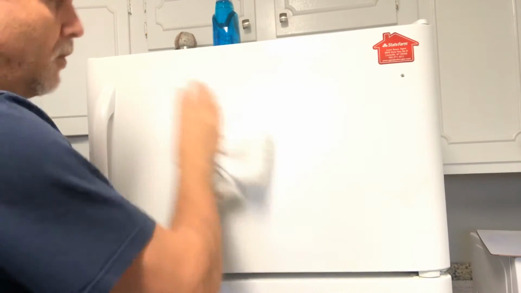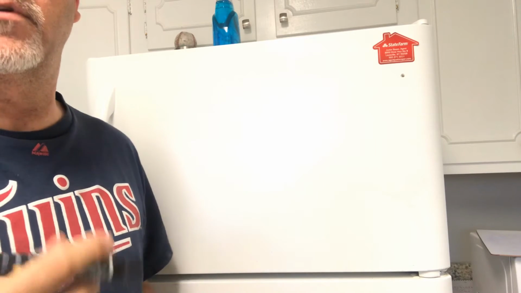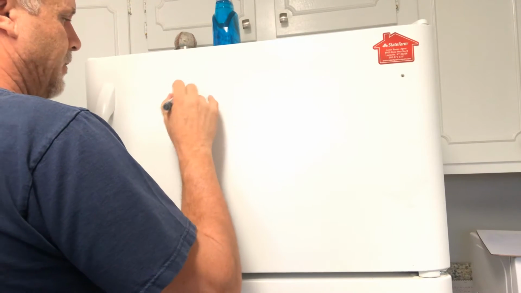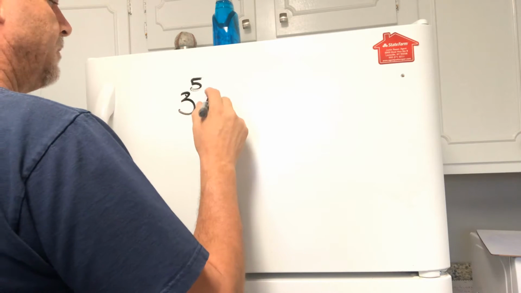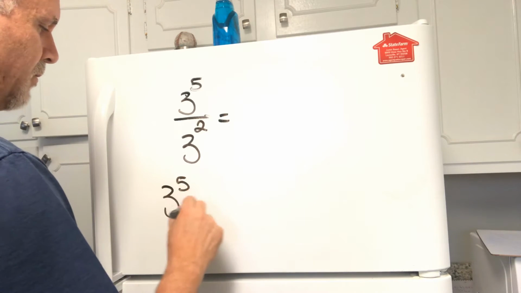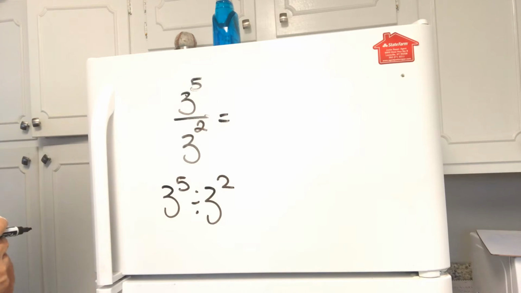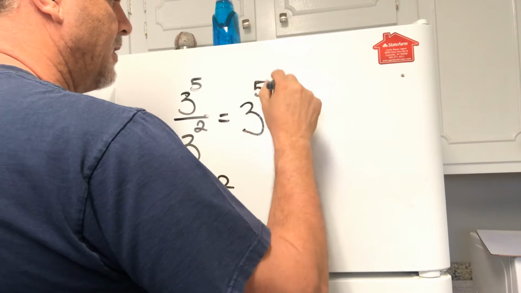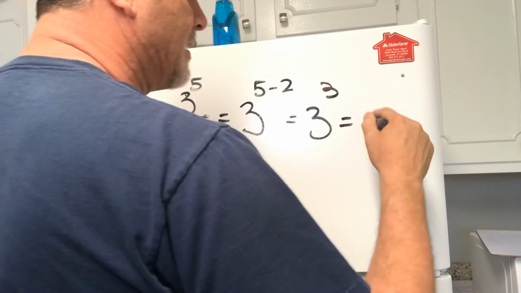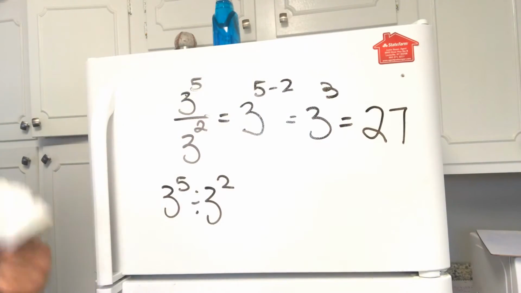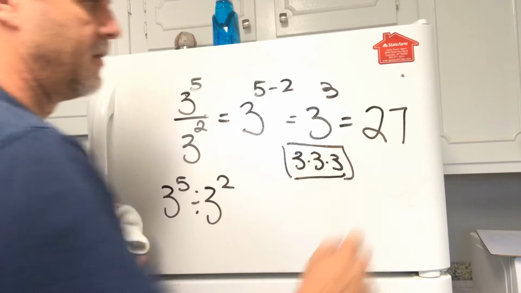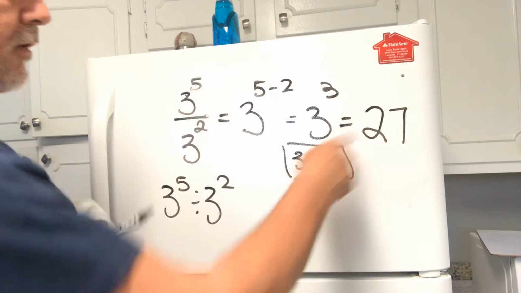So what we're going to do this time is evaluate. Let's say we have 3 to the 5th divided by 3 squared. That's going to be 3 to the 5 minus 2. That gives me 3 to the 3rd, but I want you to take that one more step, and that's 27. You should know what 3 to the 3rd power is: 3 times 3 times 3. If you're doing that on the calculator and you don't have the exponent button, that's 27.